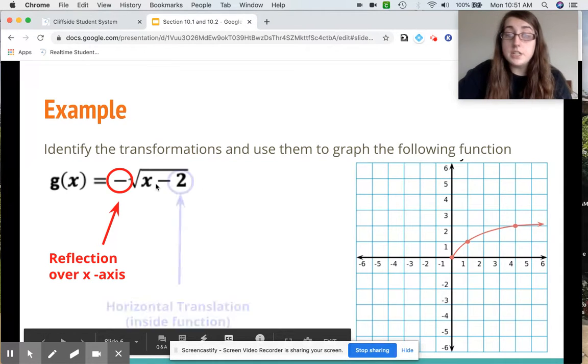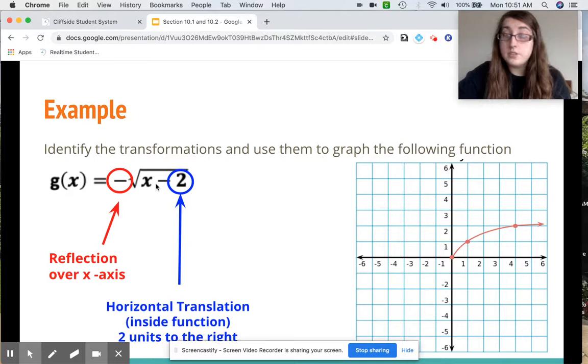This -2 is actually a horizontal translation to the right 2. So again, when it's inside, it's kind of backwards. You would see a negative, but it's really going to the right. If you saw a positive, it's really going to the left because you're subtracting a negative number. So all of those rules from earlier in the year with transformations apply to this function as well.